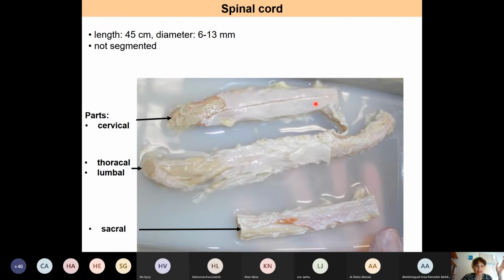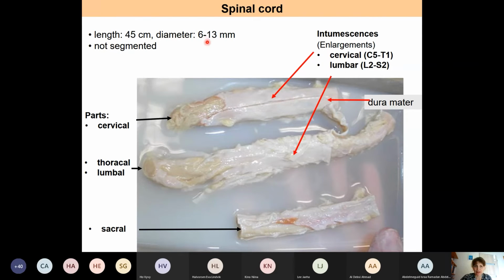It can be divided into a cervical part, a thoracic, a lumbar, and a sacral part. But I want to emphasize that it is not segmented. So on the outer surface we cannot see any segmentation. And you can also see here this dura mater.